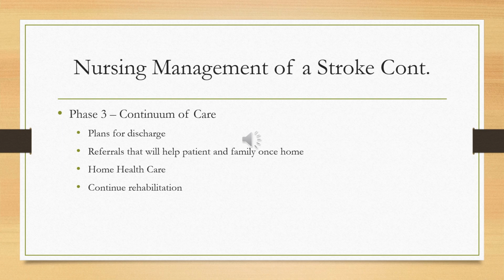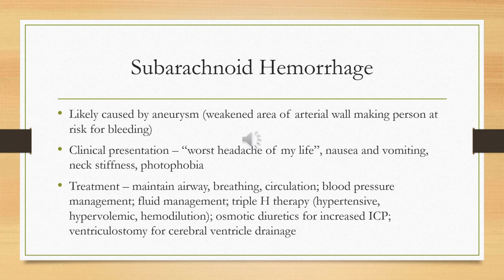optimal level of functioning? A subarachnoid hemorrhage is a bleeding in the subarachnoid space, which is the space between the arachnoid and the pia mater, the meninges. You would typically have cerebrospinal fluid in that area, but with this subarachnoid hemorrhage, the likely cause is an aneurysm. And an aneurysm is a weakened area of an arterial wall. The person can have this weakened arterial wall for quite some time and may not know it.